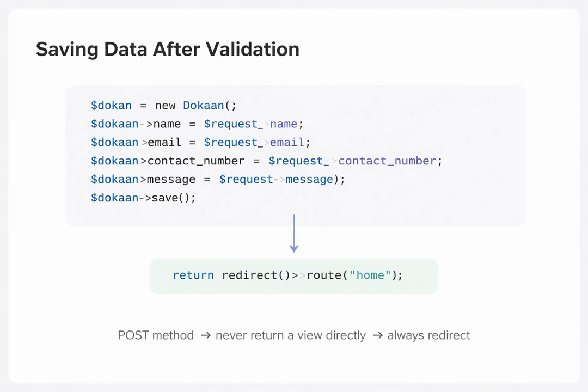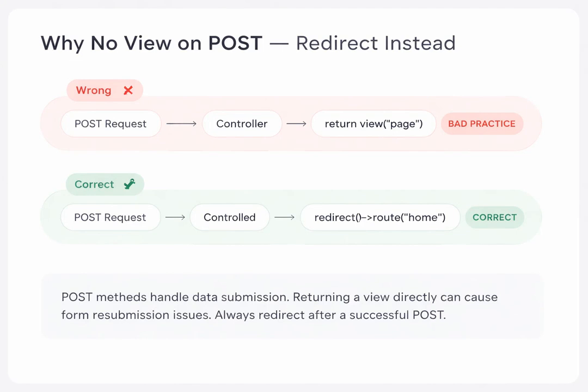After saving, there's an important rule to remember. When a function is triggered by a post request, you should never return a view directly. A view is essentially a page, and returning a page from a post method is bad practice. Instead, you must redirect. In this case, the instructor redirects to the home route using redirect()->route('home'). Let's make this crystal clear. When a form is submitted, it uses the post method. The controller receives that post request, processes the data, and saves it.